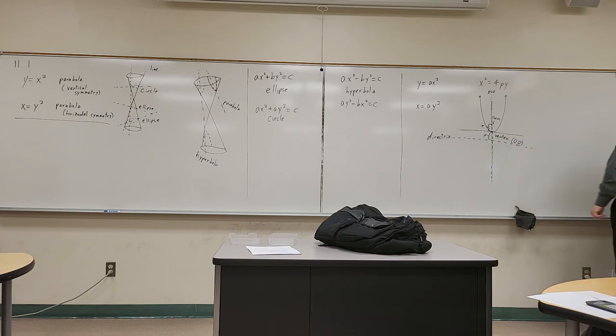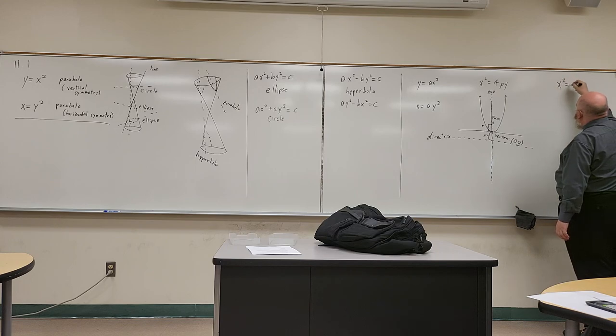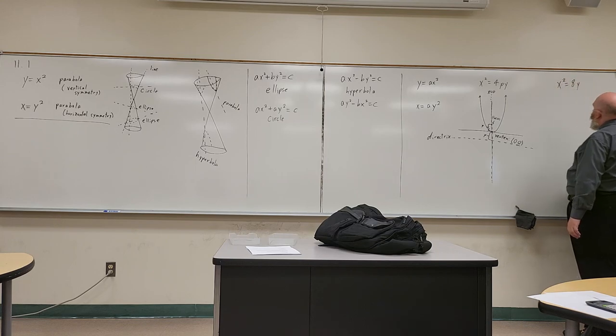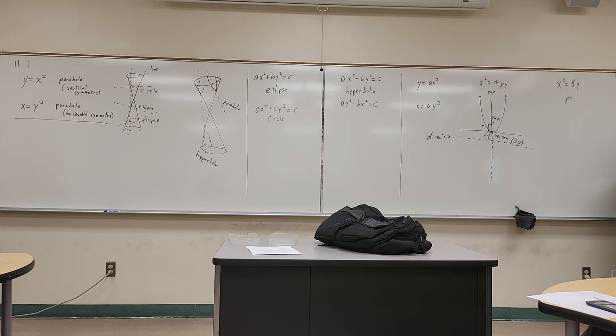So, if you have the parabola in this form, identifying the focus isn't terribly difficult. If, for example, we have a parabola x squared equals 8y, it follows that P equals what? Zero. Well, no, not zero. Where was I? One. No, I just don't have one. Two. Two.